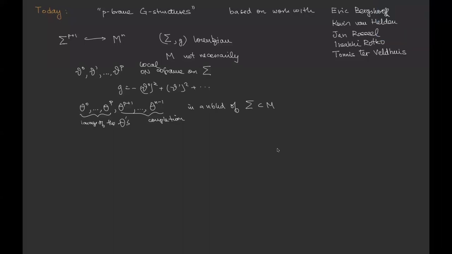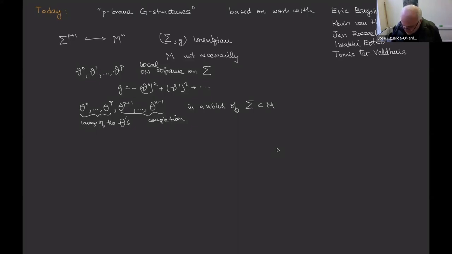Well, perhaps you mean that you have some coframe on M, which in restriction gives whatever you wrote, right? Think of it like that. Have a coframe on M whose restriction to the submanifold, the first P of them, give me the expression that I've given here for G. They define a Lorentzian metric locally on that submanifold. That's sort of the picture. Maybe I didn't explain it very well, but I'm just motivating.